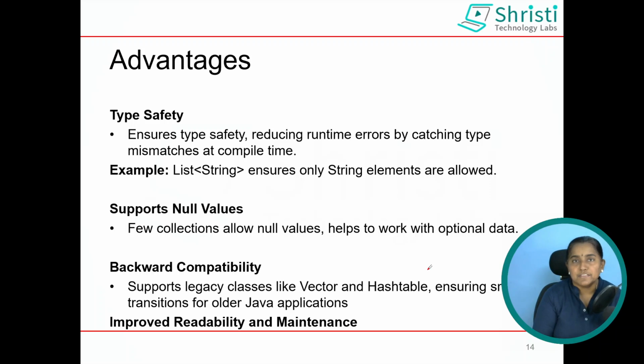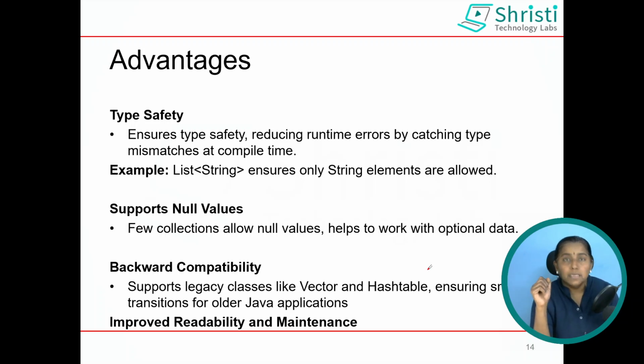Collection framework supports null values. There are a few collection classes which accept null values, and a few collection classes which don't accept null values. The next advantage is supports null values. There are a few collection classes which allow null values, meaning to say that they can accept optional data too.